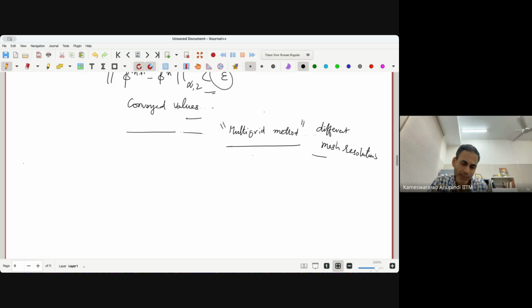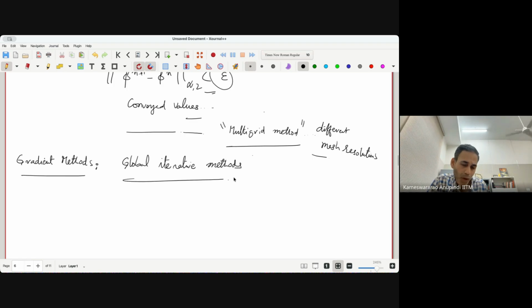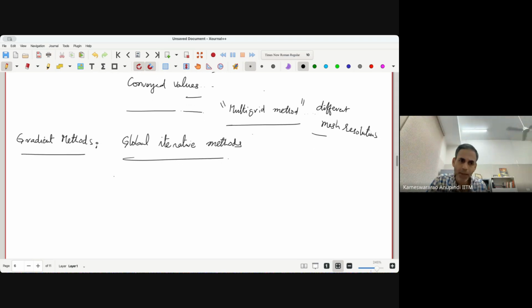But then we would like to look at another class of methods which are known as the gradient methods, or also known as the global iterative methods. What these try to do is that they kind of reformulate the problem. That means we want to solve A phi equal to B. So this is what we want to solve.